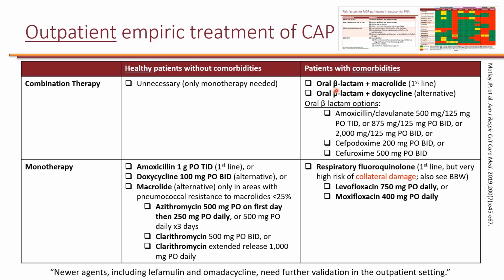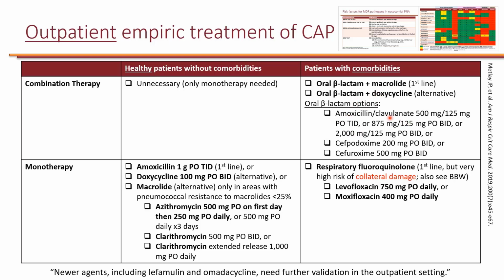So we have oral beta-lactam and we have macrolides as first line. And then if someone cannot tolerate that option, then alternatively, you can use a combination of oral beta-lactam with doxycycline. And of course, your options for oral beta-lactam could be a low-dose amoxicillin clavulanate. So, since you have another agent to cover it, a low dose will be okay. And of course, you can still have the option to use a high dose.